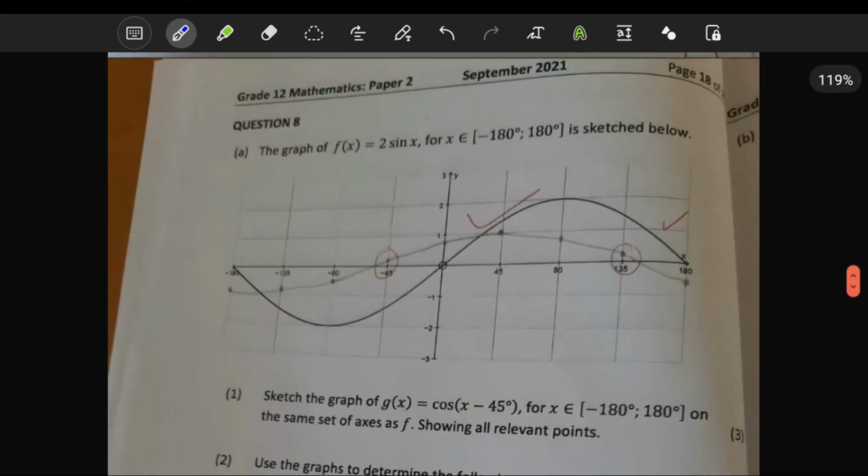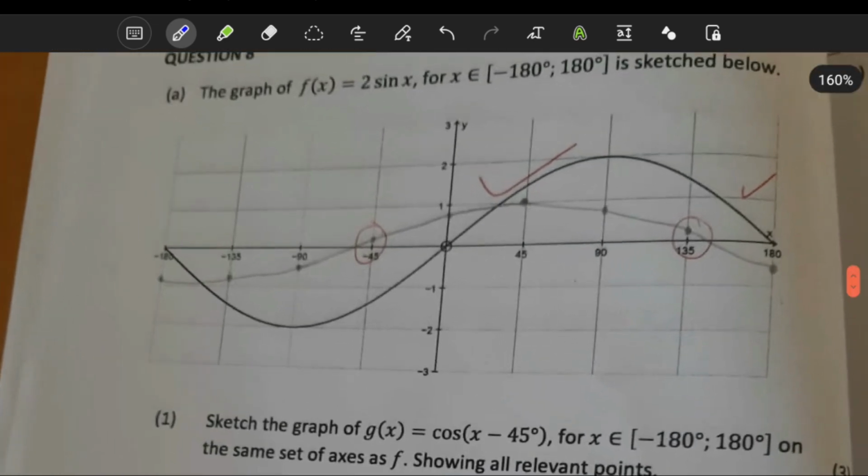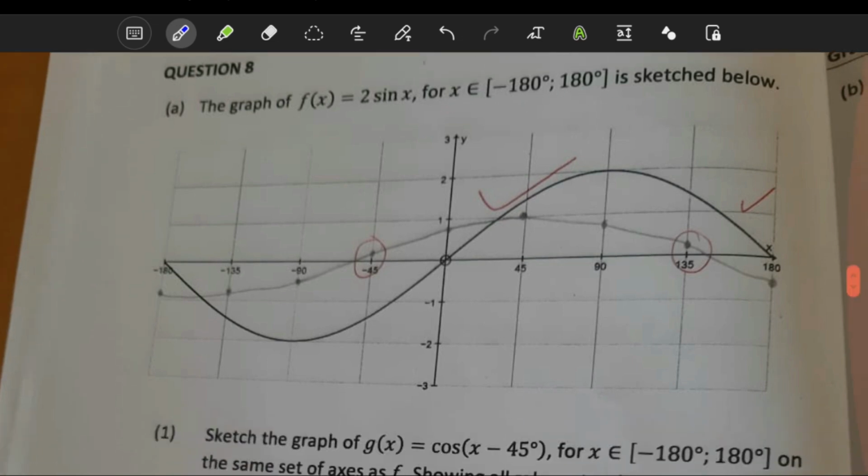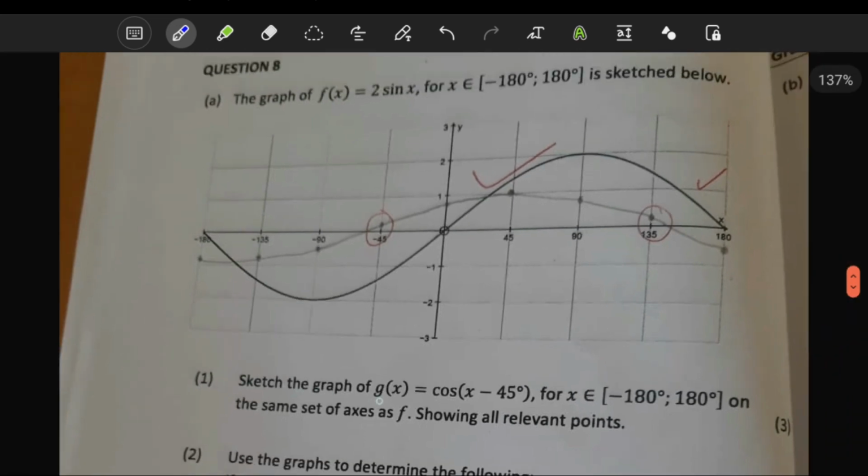The graph of f of x is equal to 2 sine x. Then they said it is between negative 180 and positive 180, and it is sketched below. So they said here we should sketch the graph of g of x. Let's start from the beginning. The graph of f of x is equal to this, for x between negative 180 and positive 180. Fine. And then they said here, sketch the graph of g of x is equal to this, between negative 180 and positive 180 on the same set of axes.